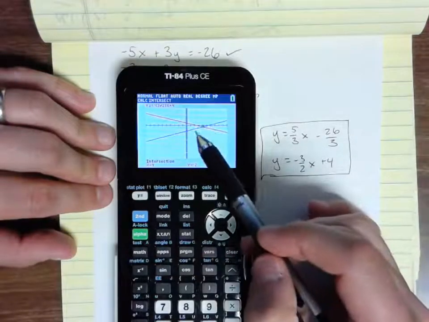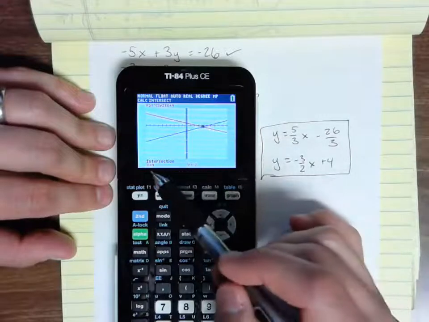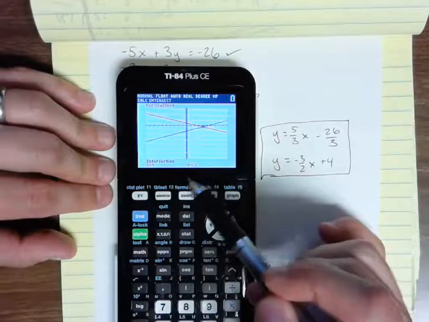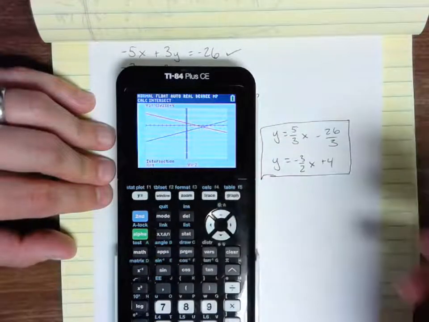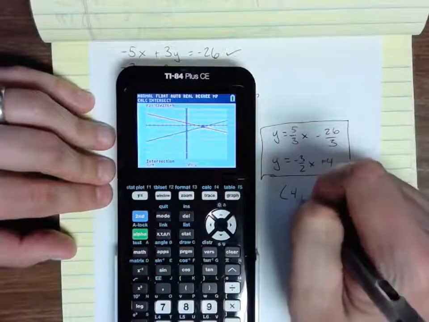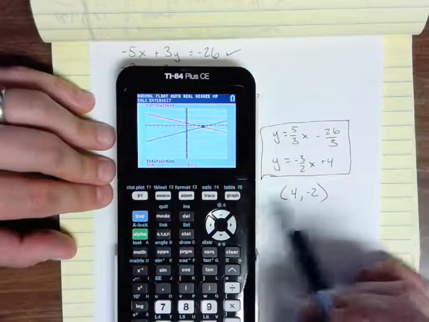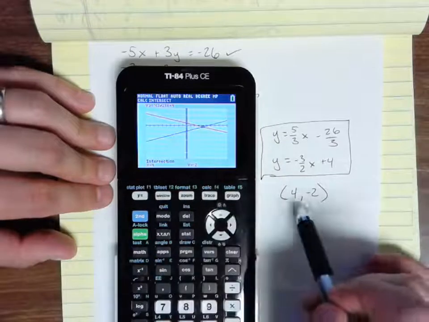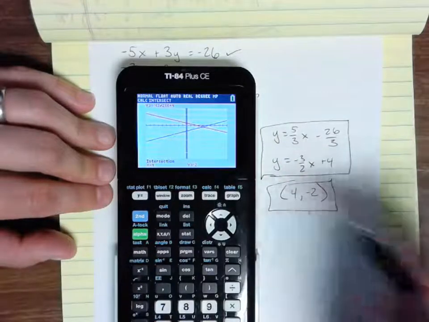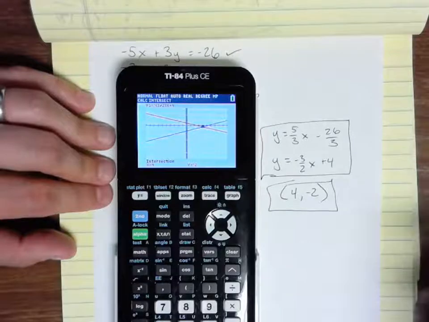It comes up and flashes where they cross, and down at the bottom of the screen, I don't know if you can see it or not, but it says 4, negative 2. So the point 4, negative 2, it says x equals 4, y equals negative 2 on my calculator, but the point 4, negative 2 is the intersection there that I'm interested in from my calculator.